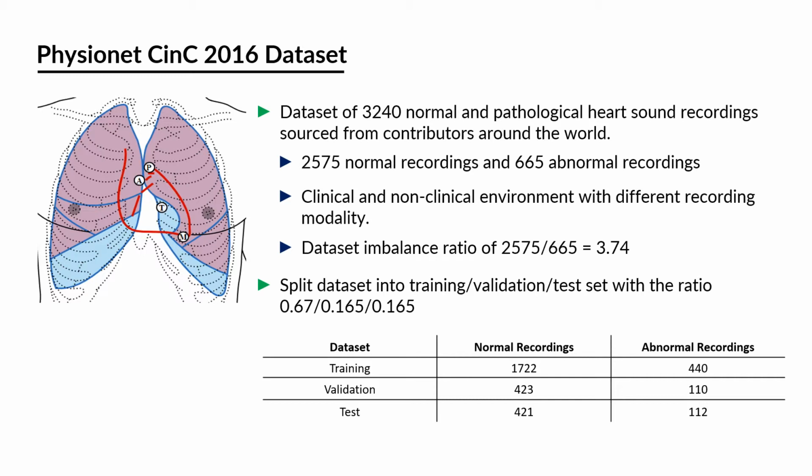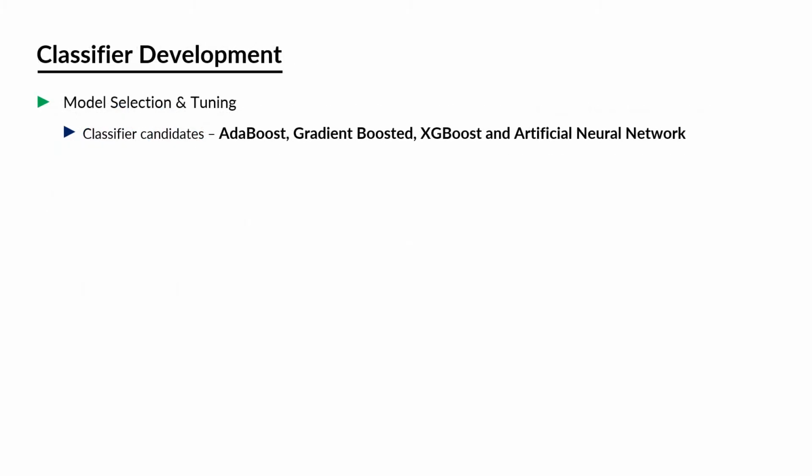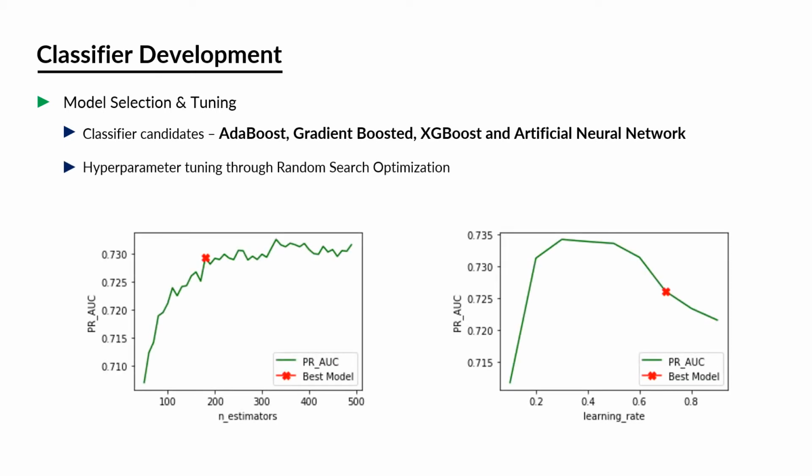And with this in mind, we split our dataset into training, validation, and test sets with a ratio of 67%, 16.5%, and 16.5%. The dataset is used to develop the machine learning classifier, in which 4 candidates were chosen for this project: an AdaBoost, GradientBoost, XGBoost, and an artificial neural network. Hyperparameter tuning using the random search optimization algorithm is used to tune the 4 classifiers on the training and validation sets to obtain the best hyperparameters for each classifier.